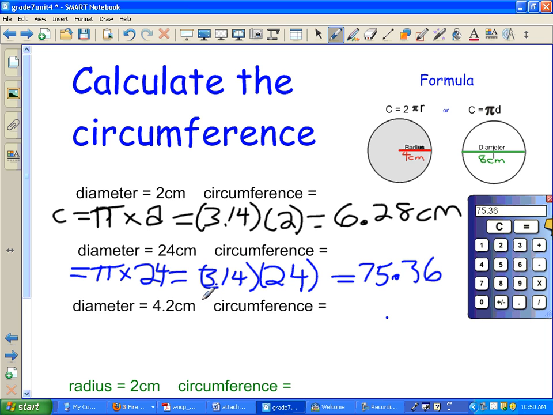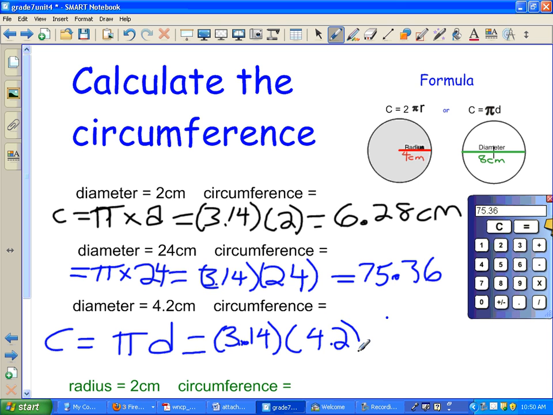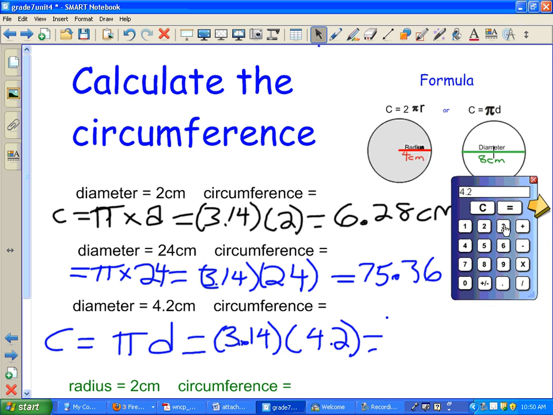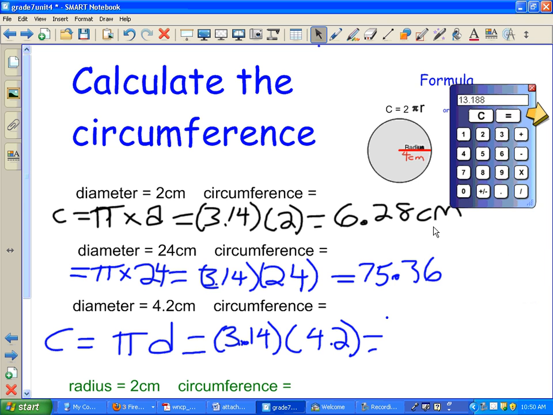So remember, all we're really doing is punching numbers into the formula for the circumference, which is pi times the diameter. So pi is always the same. You'll never forget this one. And the diameter is 4.2. Multiply it together, and we get 4.2 times 3.14, and the answer is 13.188.